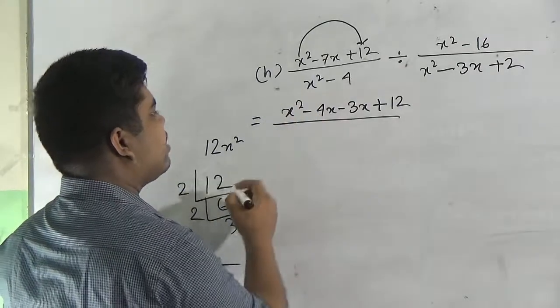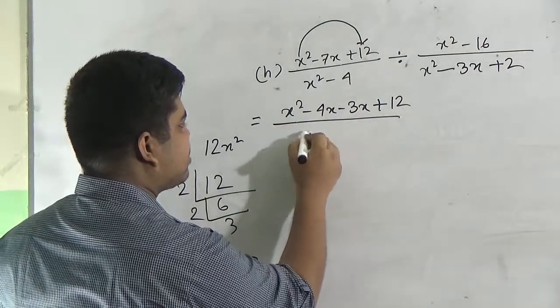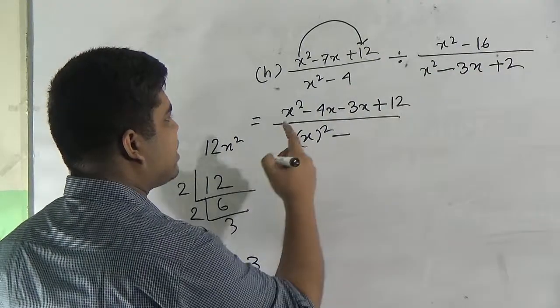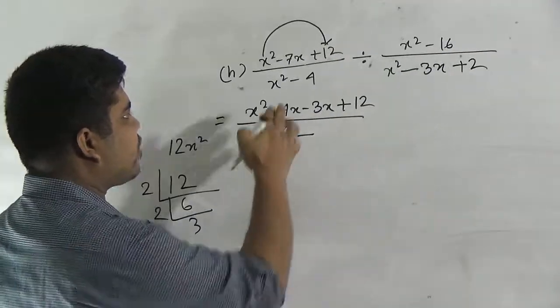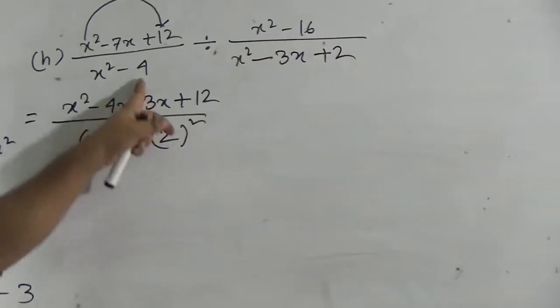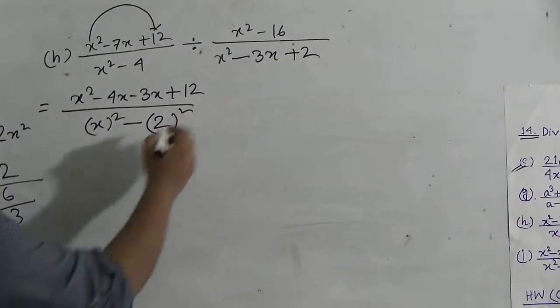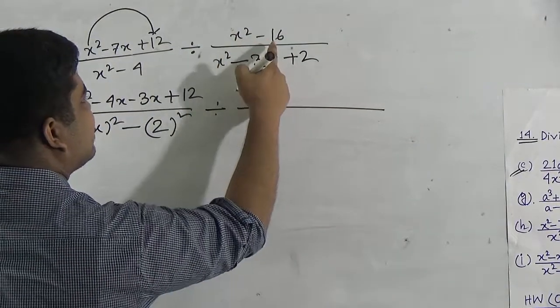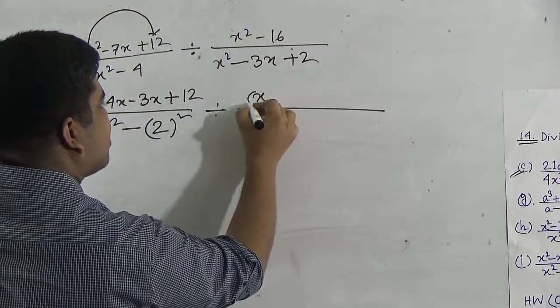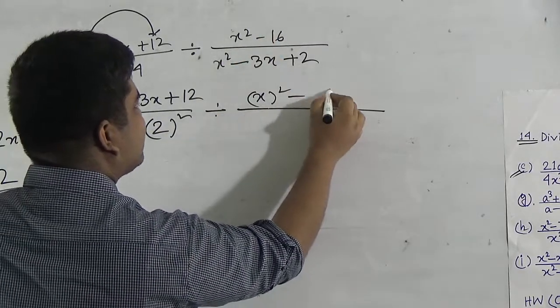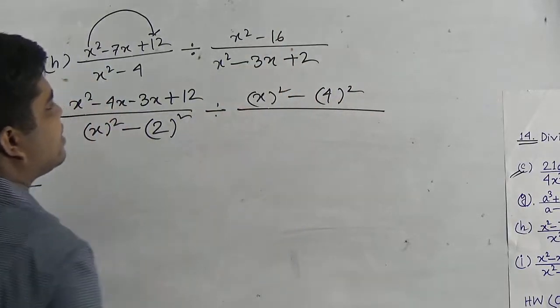Then in the denominator, x whole square and 4 is the square of 2, 2 is the square root of 4. So we take the square of 2 and we get 4. Okay. Here also x square minus 16, x whole square, and 4 is the square root of 16. That means 4 square means 16.